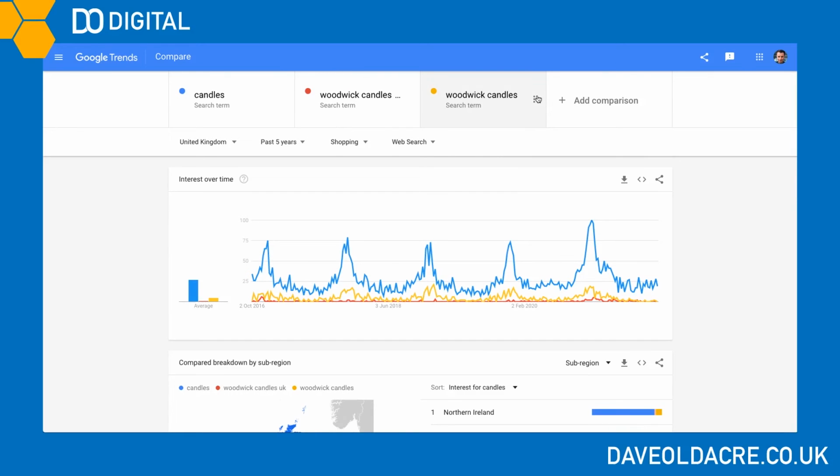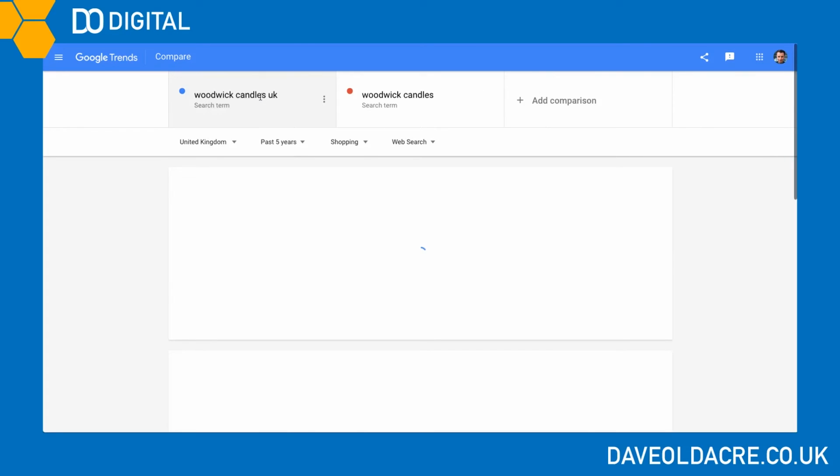Now, here we can see woodwick candles. There's a lot less interest than candles, but there's more interest than woodwick candles UK. So we'll get rid of candles because we're never going to rank for that, because people like Joe Malone and other candle manufacturers will be ranking for that.